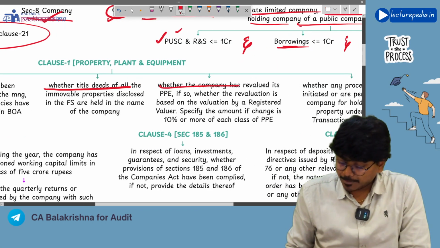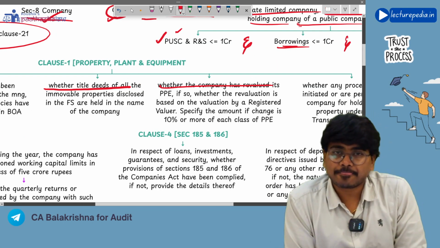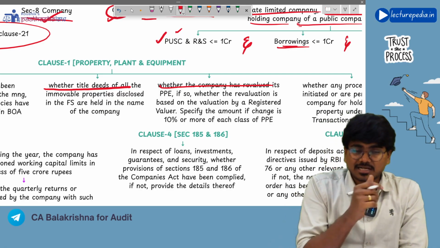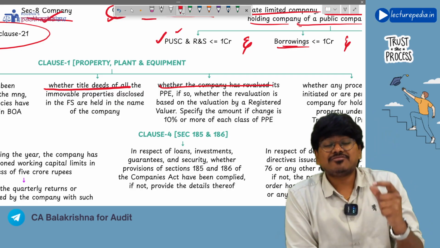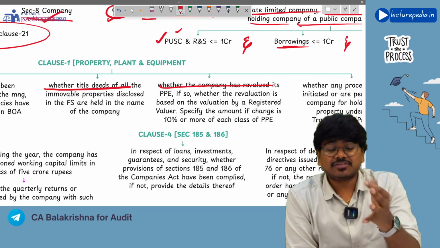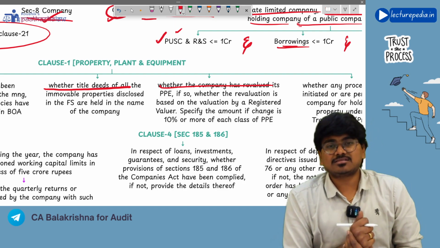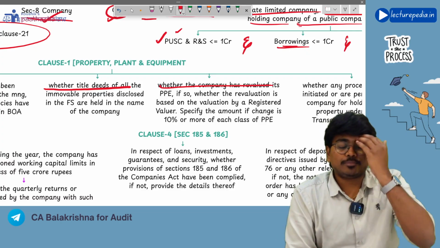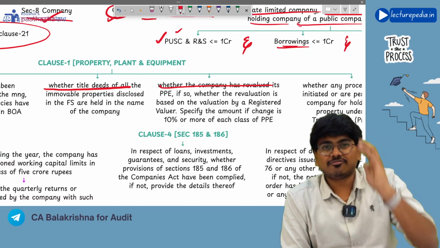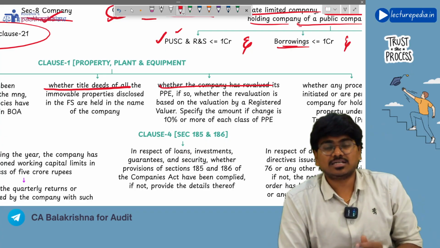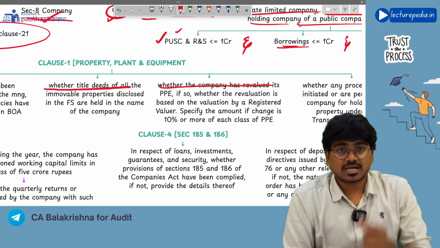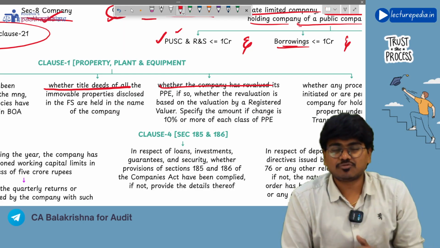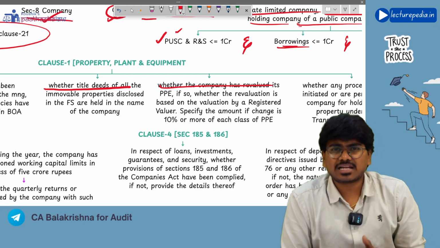Next, whether company has revalued its assets. Now company can revalue its assets, right? So if at all it has revalued its assets, then the revaluation should be based on a certificate of valuation given by a registered valuer, that auditor needs to see. And if because of revaluation, the change in the value is more than 10% class wise, okay, class of asset means like plant and machinery is one class, land and building is one class, like this there will be different classes of assets.